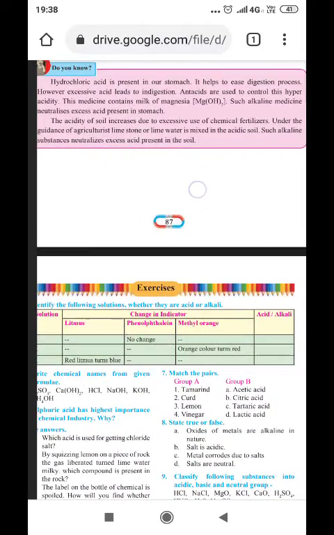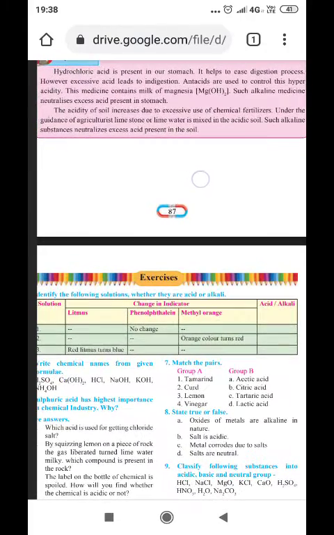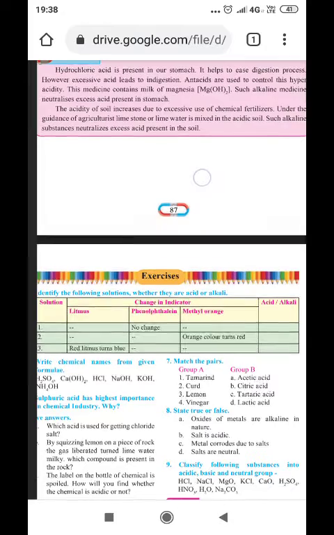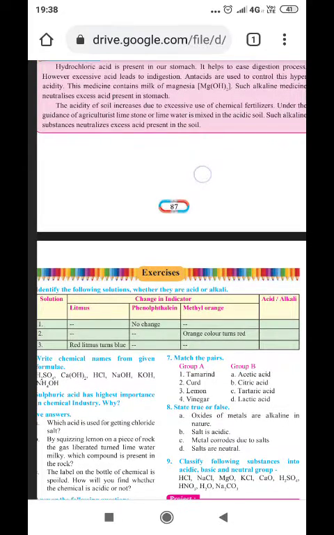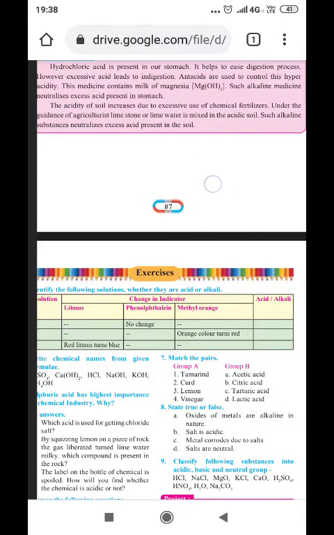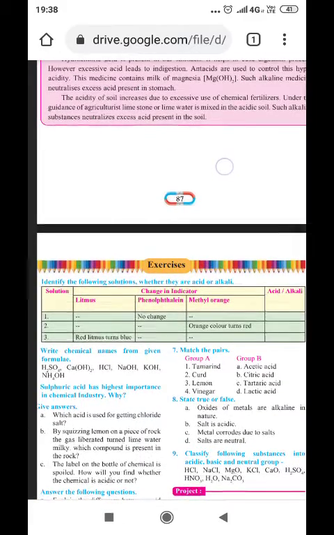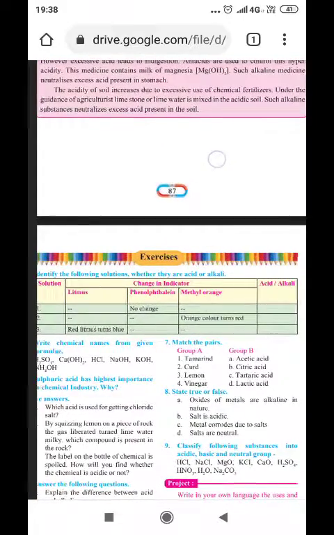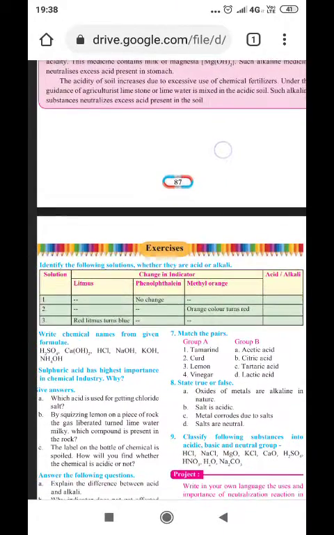Hydrochloric acid is present in the stomach. It helps in easing the digestion process, and therefore whenever we feel hungry, we should eat food. Otherwise, acid will react with the layer of the stomach. However, excessive acid leads to indigestion. Antacids are used to control hyperacidity. This medicine contains milk of magnesia, that is Mg(OH)2. Such alkaline medicine neutralizes excess acid present in the stomach.